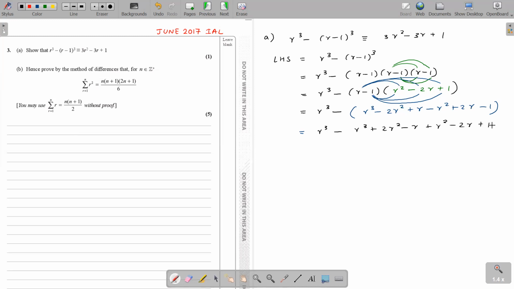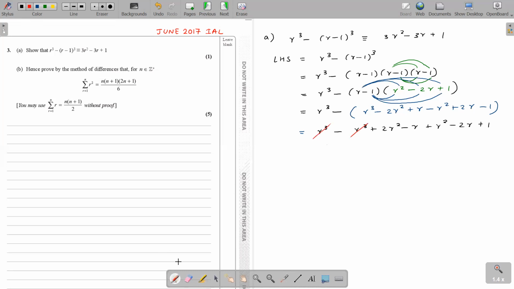Can you see I'm reversing the sign of every single number inside the bracket because I'm expanding with the minus sign. So what do I get here? R cube minus r cube can actually cancel out, right? R cube minus r cube can actually cancel out.